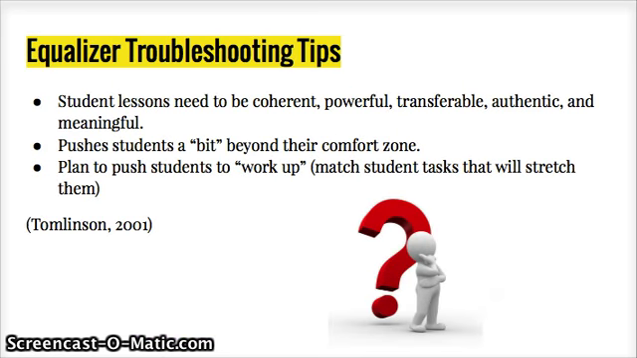Here are some troubleshooting tips when using the equalizer tool to differentiate. Student lessons need to be coherent, powerful, transferable, authentic, and meaningful. Some students should not be consigned solely to drill and practice, while other students get to participate in more engaging and enriching activities. Students should be pushed a bit beyond their comfort zone.